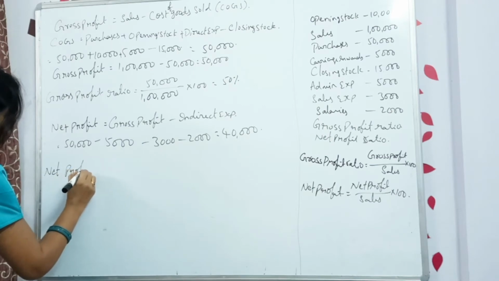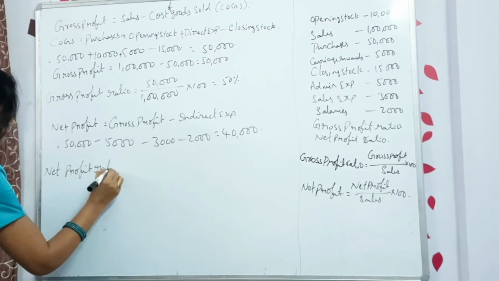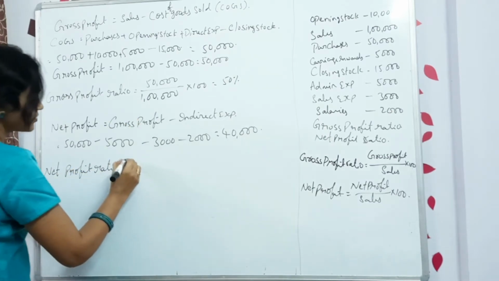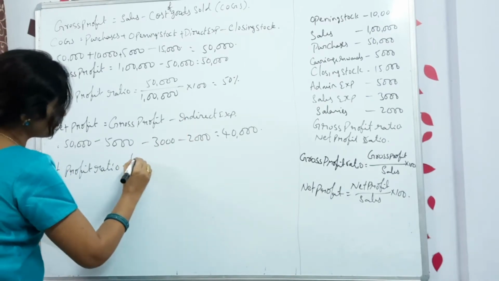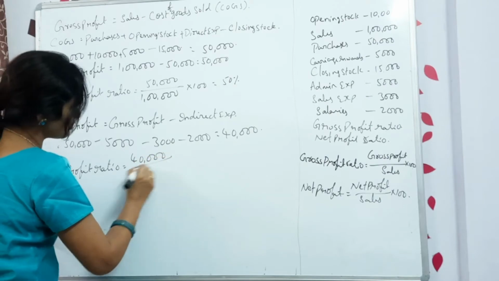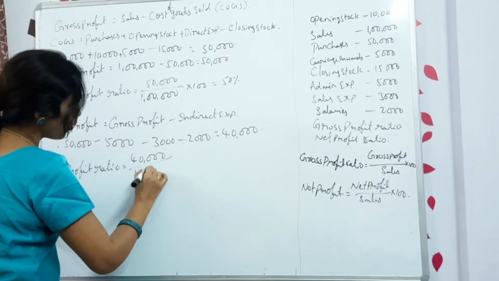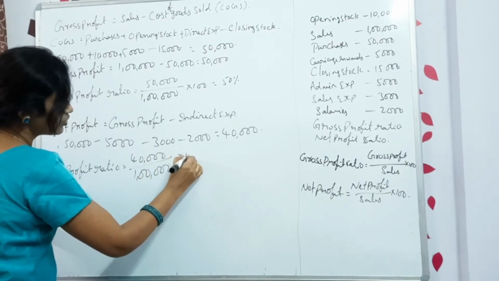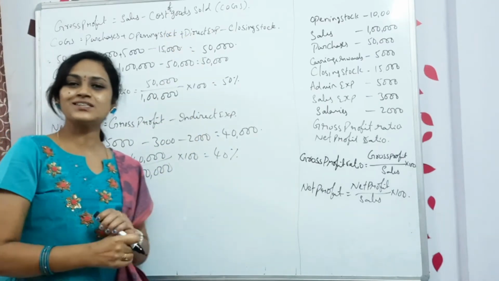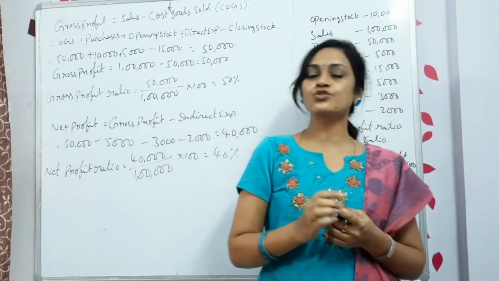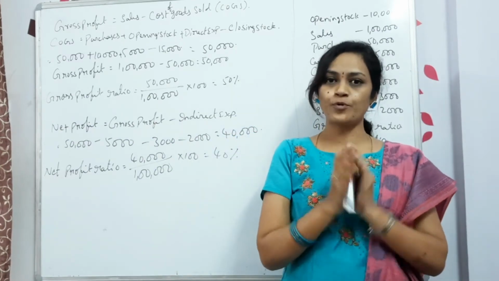Now let's find out what is net profit ratio. What is the formula? Net profit divided by sales into 100. What is net profit? 40,000. So 40,000 divided by sales, which is 1 lakh, into 100. How much will you get? 40%. That's it. These are two ratios: one is gross profit ratio and then net profit ratio.